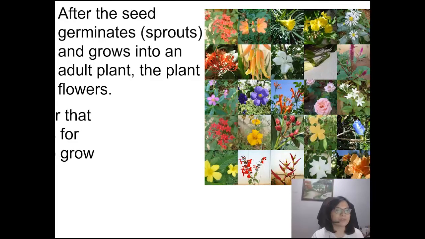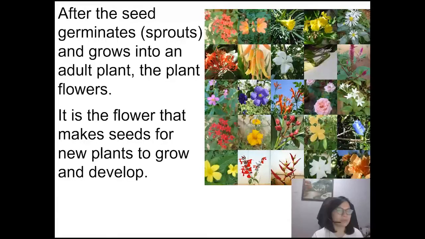So just a reminder, we've discussed this before. It is the flower that makes seeds for new plants so that they can grow and develop.